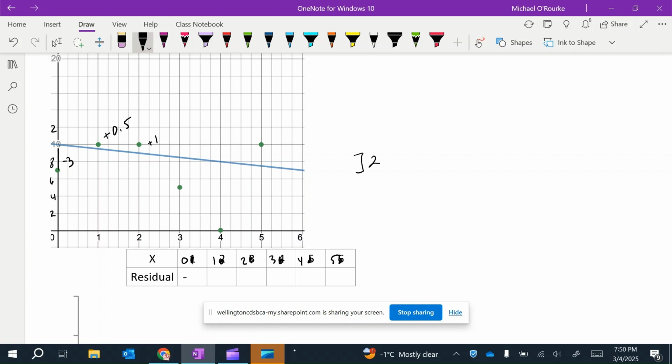Oh, I should be writing this down here. Minus 3, plus 0.5, plus 1. This here is minus 3.5, let's say. This here is 2, 4, 6, 8, minus 8, and plus 2.5. Okay? So I've measured the vertical distance between the lines.